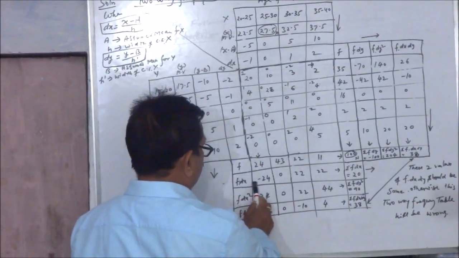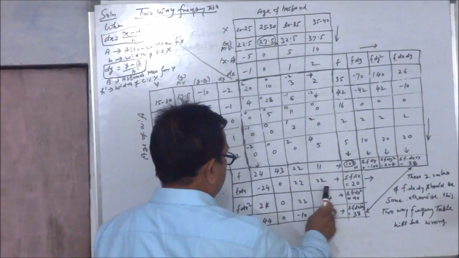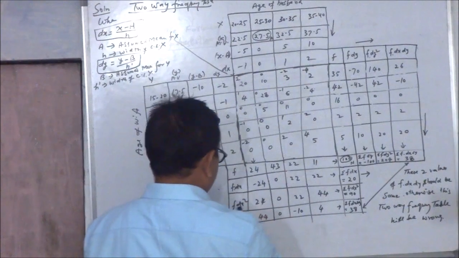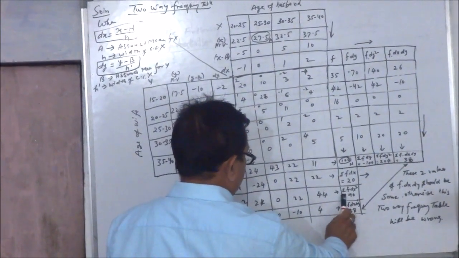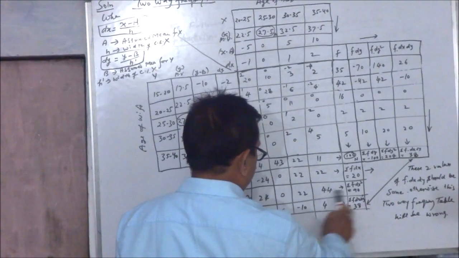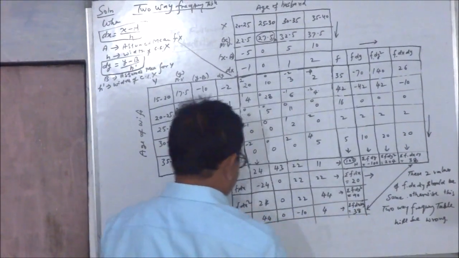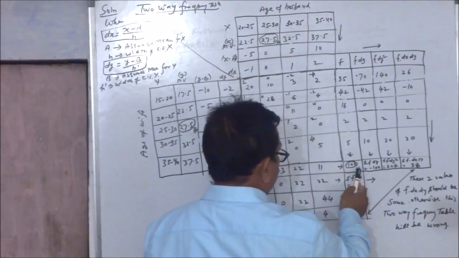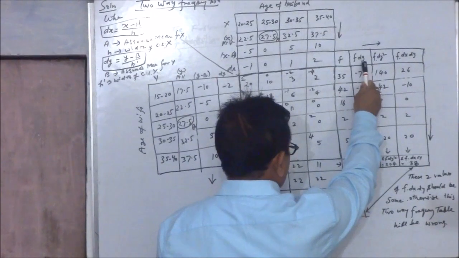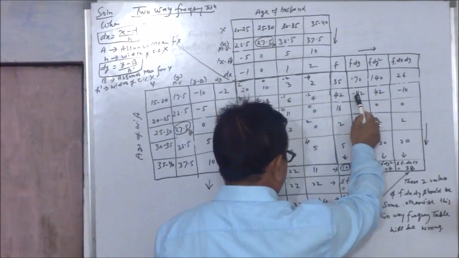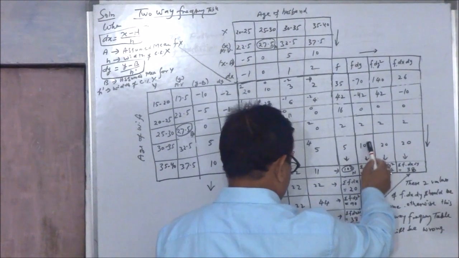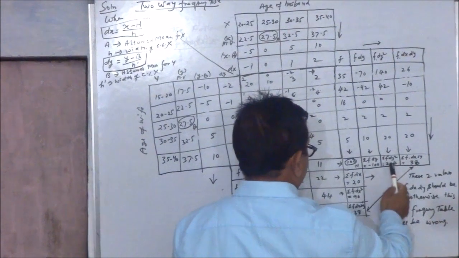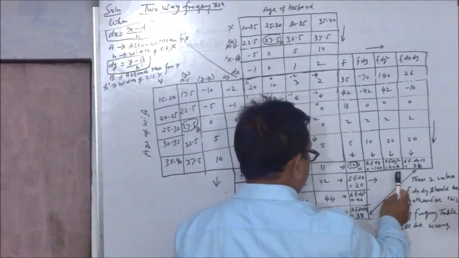Similarly, add all these values of f dx along the row: summation f dx, minus 24 plus 22 plus 22, this is 20. Add all these values of f dx square, you will get summation f dx square, which you will find is 90. Similarly, add all these frequencies, as we have already told you, this is 100. Add all these values of f dy, minus 70 plus minus 42 plus 2 plus 10, this is minus 100. Similarly, add all these values of f dy square, summation of f dy square is 204.